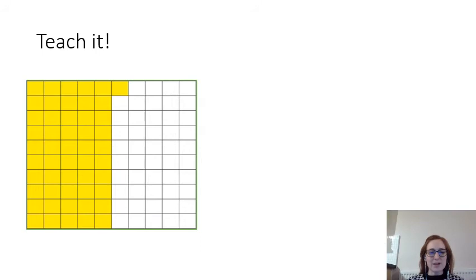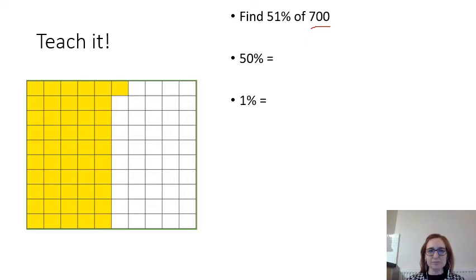Okay, let's find 51%. I'm going to find 51% of 700. Now I could find 10%, 10%, 10%, 10%, 10%, 1%, but actually this time it'd be easier for me to find 50%, because I know that's the same as a half, and then 1%. So to find 50% of 700, I need to halve 700. Half of 700 is 350.